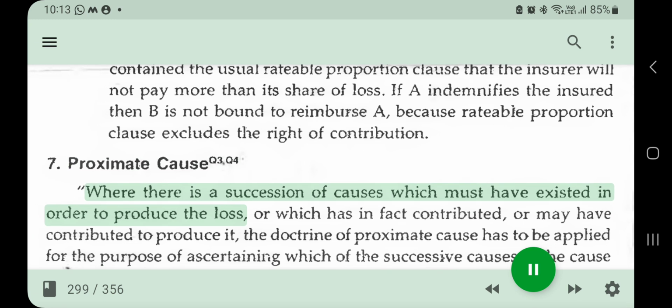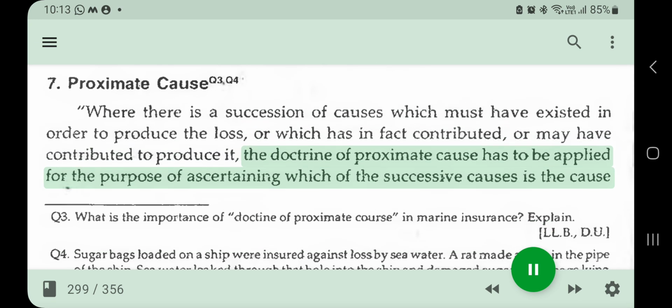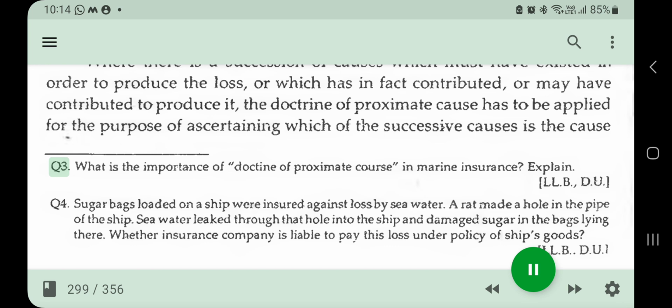7. Proximate cause. Where there is a succession of causes which must have existed in order to produce the loss, or which has in fact contributed, or may have contributed to produce it, the doctrine of proximate cause has to be applied for the purpose of ascertaining which of the successive causes is the cause. Q3. What is the importance of doctrine of proximate cause in marine insurance?